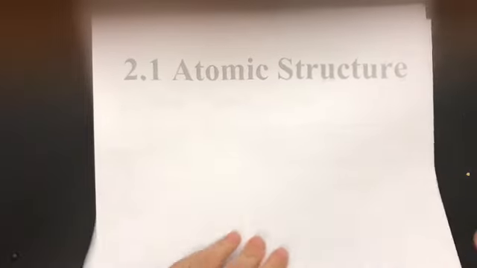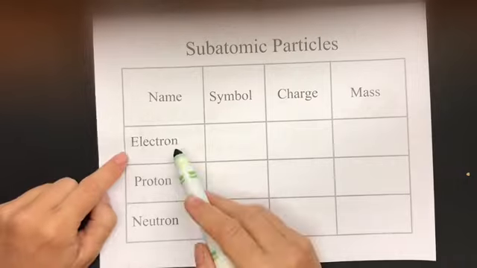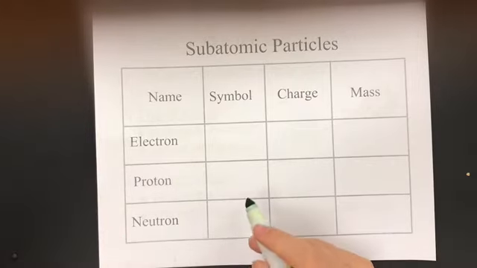This is the video for 2.1 atomic structure. To start, we just simply need to know what an atom is made of. Okay, so it's made up of electrons, protons, and neutrons. There's a lot more, but this is all we really worry about in this class.